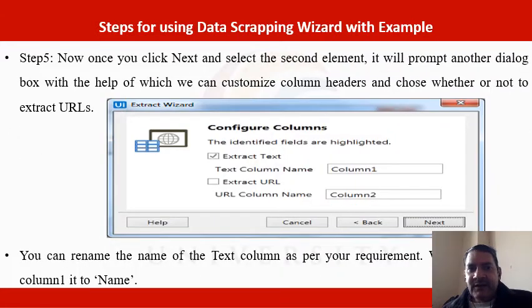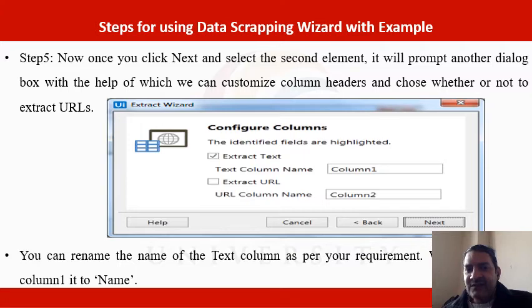Next step, once you click next and select the second element, it will prompt another dialog box. This will be the next dialog box visible on your screen, with the help of which you can customize the column header and choose whether or not to extract the URL. You can see in the figure that extract text is one column, the label of the text column name, and the text, that is column 1. You can customize the column names.